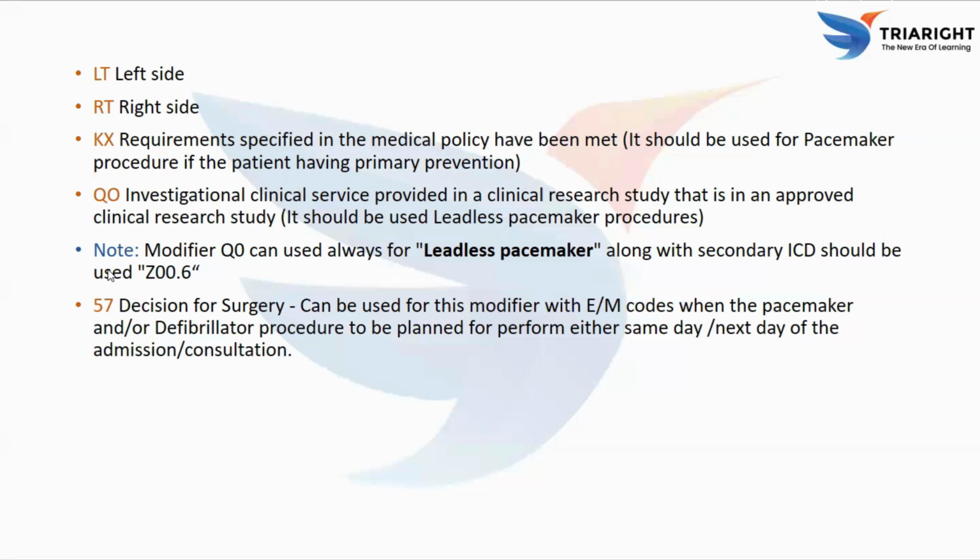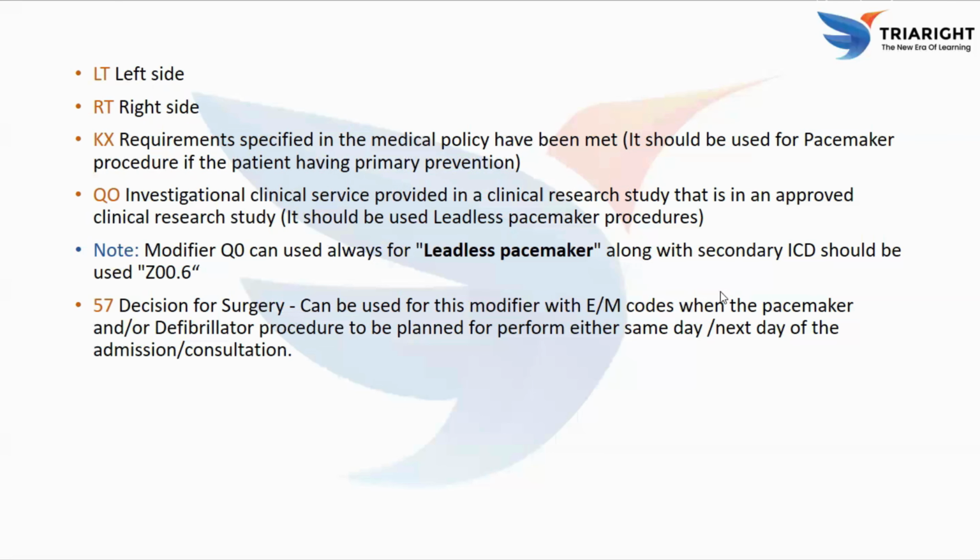So modifier 57, decision for surgery. What it indicates: an E&M visit resulted in a decision to perform surgery. It is used when pacemaker or ICD implantation is planned for the same day or next day after consultation or admission. For example, a cardiology consult is done and the provider decides on an ICD the next day. So you have to report the particular E&M code with modifier 57. The procedure code is reported separately. Do not confuse 57 and 25. 57 is for decision for surgery, whereas 25 is a significant, separately identifiable E&M service on the same day.